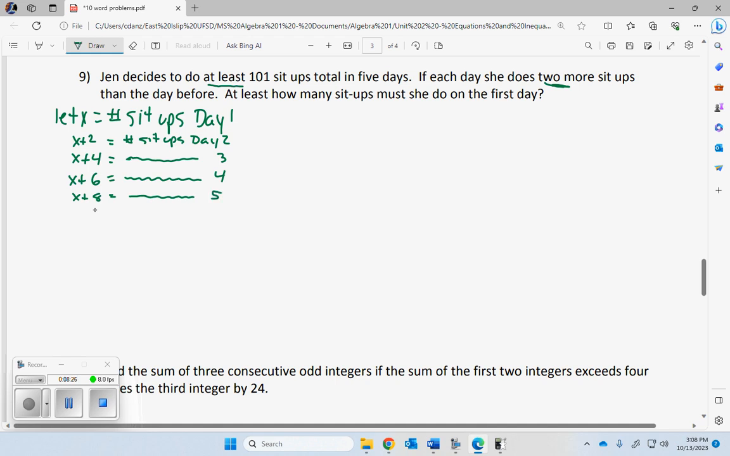All right, so Jen decides to do at least 101 sit-ups. So all of this stuff over here must be at least, so my inequality is wrong, must be at least 101, which means it could be greater than or equal to 101. And I'm going to add the x plus the x plus 2 plus the x plus 4 plus the x plus 6 plus the x plus 8. That's 1, 2, 3, 4, 5 x plus 20.